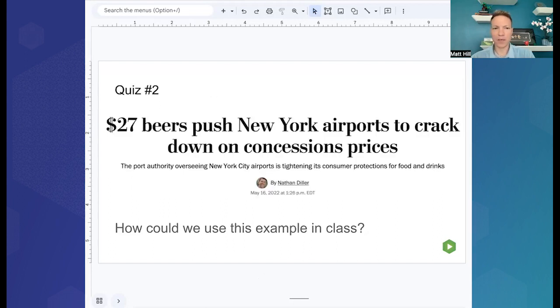Here's another fun example. $27 beers push New York airports to crack down on concession prices. So apparently beer cost $27 in the New York airport. I don't know, I haven't been through the New York airport in a long time. What concept might we connect this to? Yeah, monopoly pricing. Okay. And Sandra's saying elasticity of demand as well.